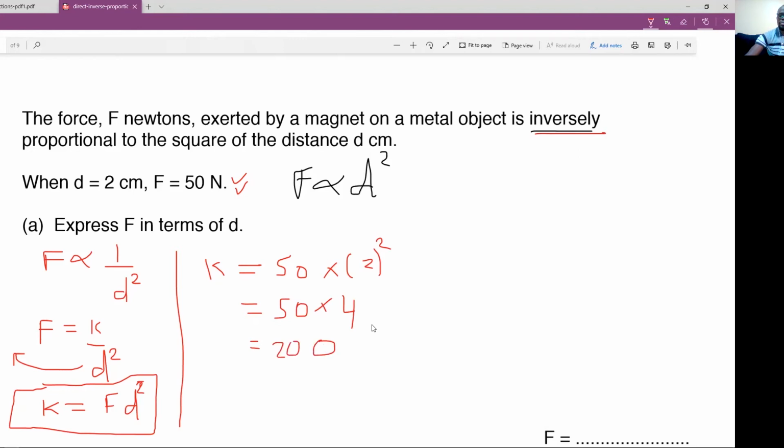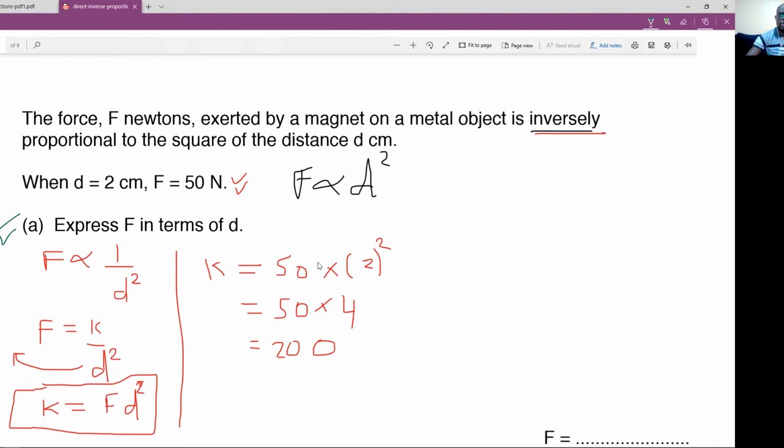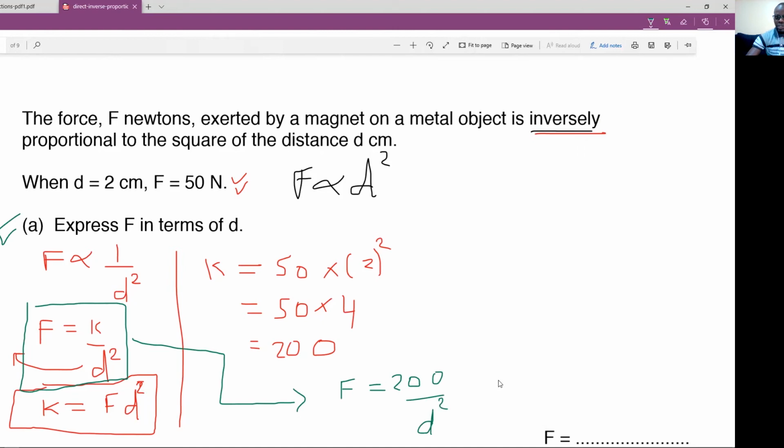All right. Now, they want you to express F in terms of d. That is, if you read the question well, part A wants you to express F in terms of d. Just like the previous questions that we did, you'll take this expression right here, which had a k, then you write it with the value of k plugged in. So in this case, we'll say F equals 200 all over the square of d. This is the answer to this question. We have expressed F in terms of d.